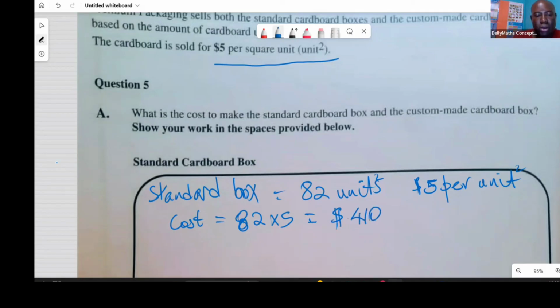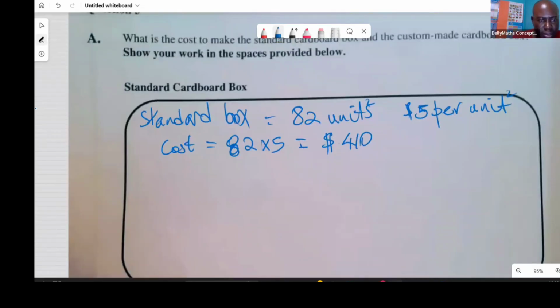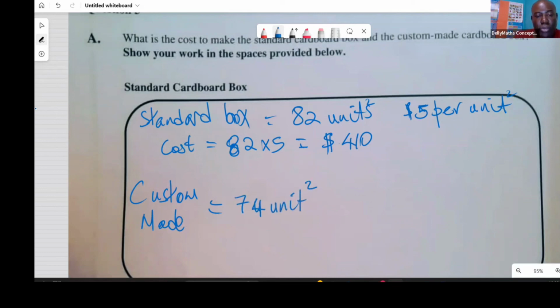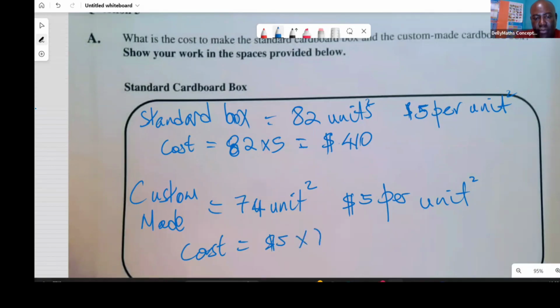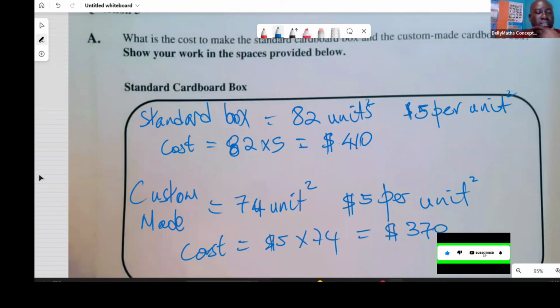Now for the custom made one, it was 74 square units, and it is still $5 per square unit. Therefore, the cost is going to equal $5 times 74. And this one will cost us $370. So it's costing us $370.